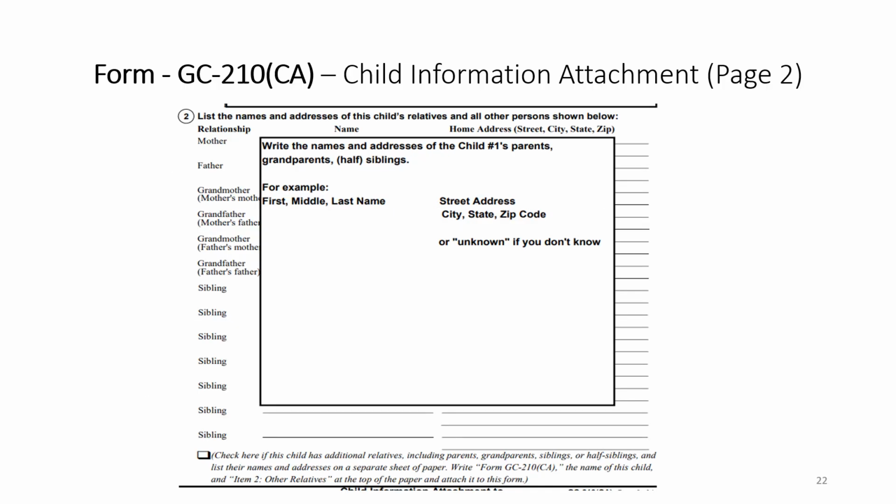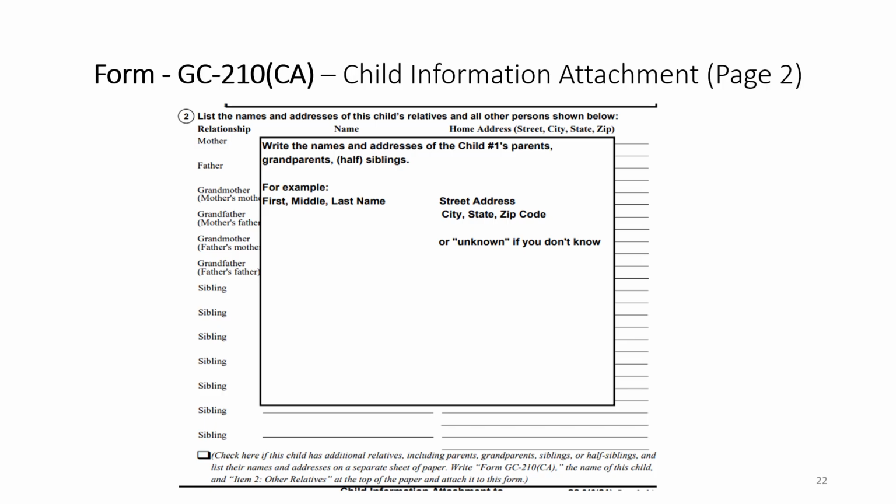In Item 2 on page 2 of Form GC-210CA, you will write the names and addresses of the child's parents, grandparents, and siblings. If you do not know a particular relative's name, write unknown name. If you do not know their address, write unknown address. For the siblings, also write each sibling's age or date of birth next to their name. If a particular relative has passed away, write deceased in the space for their home address.